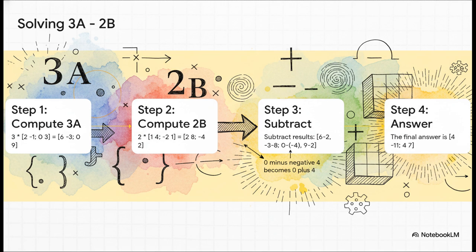And pay close attention to this one right here. 0 minus a negative 4, that becomes 0 plus 4. That's a classic spot to make a mistake. And just like that, you see how all the rules just stack together perfectly?